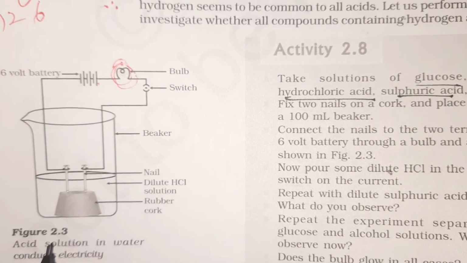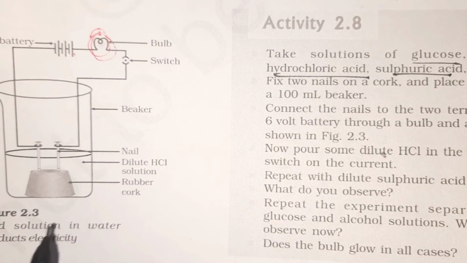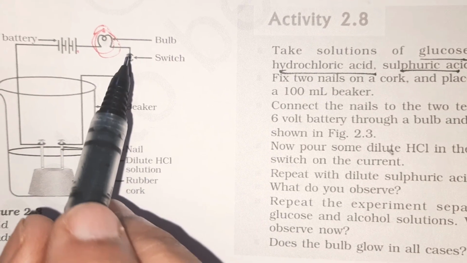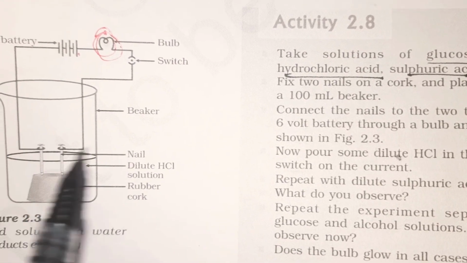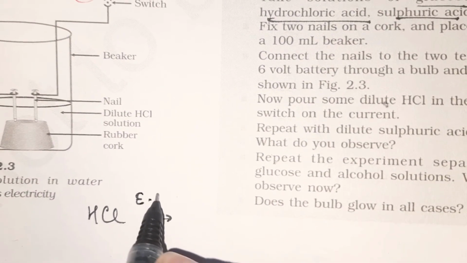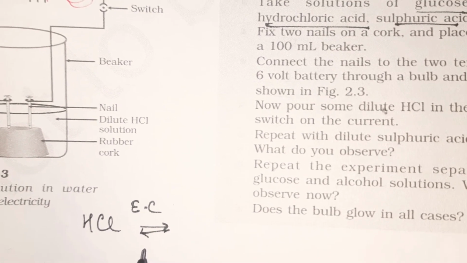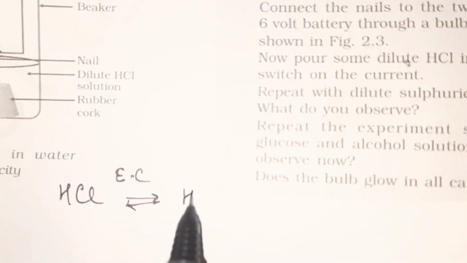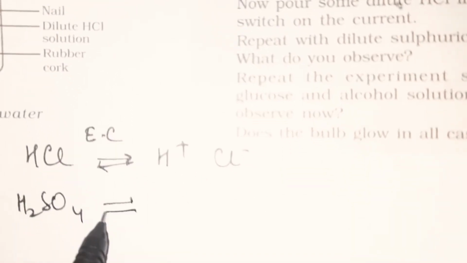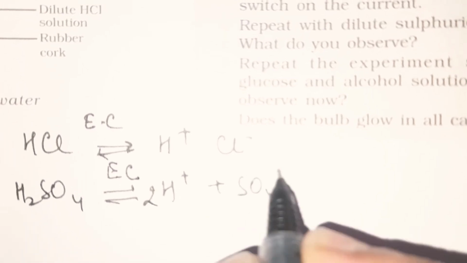Now the reason which is very importantly asked in board examination: what is the reason behind glucose and alcohol not showing the passage of electric current, whereas hydrochloric acid and sulfuric acid show the passage of electric current? The reason being, hydrochloric acid, HCl, dissociates when an electric current is passed through it. I am writing EC for electric current, and it is a reversible reaction. The forward arrow as well as the backward arrow is put, so it dissociates into H+ ion and Cl- ion. Similarly, H2SO4, reversible reaction, EC for electric current, dissociates into 2H+ ion and SO4 2- ion.